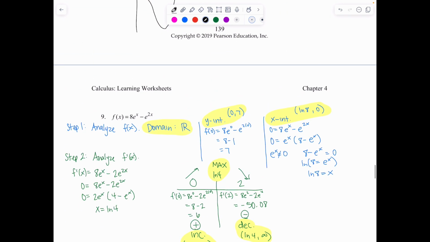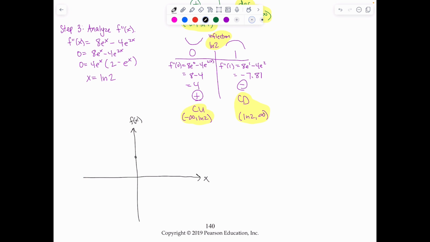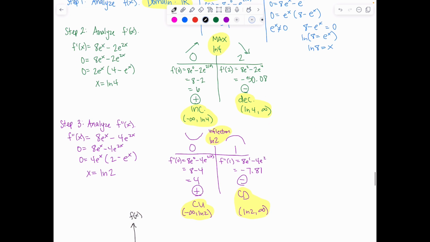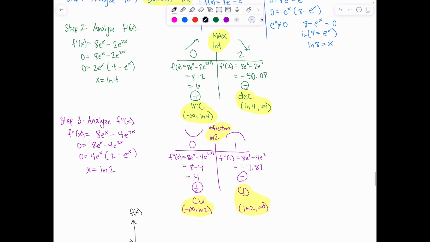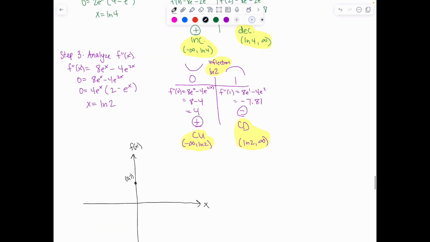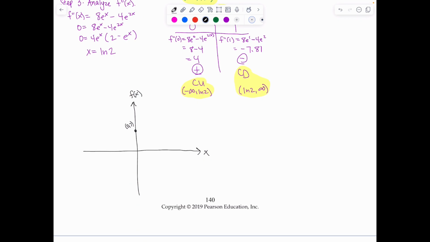So our y-intercept, 0, 7. X-intercept, natural log of 8, 0. And natural log of 8, let's see, is 2.08. So it'll be really close to 2.